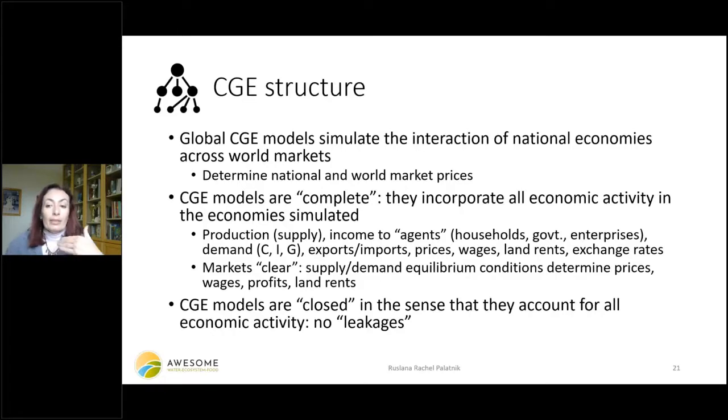All the markets clear, meaning that supply meets demand in each and every market. And from here, we determine the prices in each of the markets. And also wages and profits and land rents are determined in the same simultaneous equilibrium. And the final remark on the modeling structure is that the CGE model is closed in the sense that these models account for all economic activity. There is nothing left outside. All the economy is represented, no leakages.